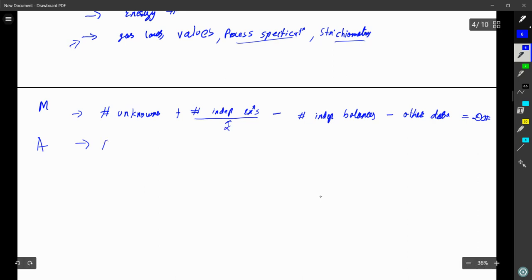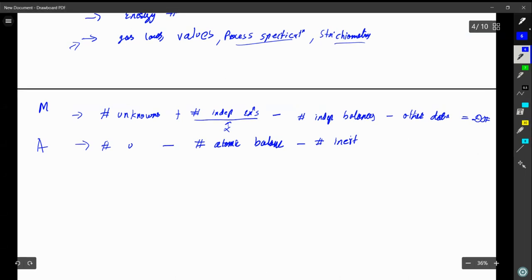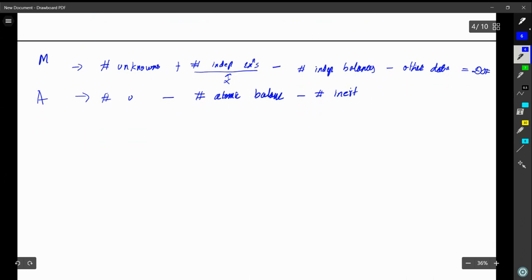Then for the atomic balance, this term won't come. So you have the number of unknowns, minus the number of atomic balances, minus the number of inert species. For an inert species, let's say N2 is there in a sulfuric acid plant, it won't react anywhere, right? So you can balance it separately. You don't have to consider nitrogen atoms. You can directly consider the nitrogen molecule, because it's not breaking and not getting formed. Minus other data equals the degree of freedom.